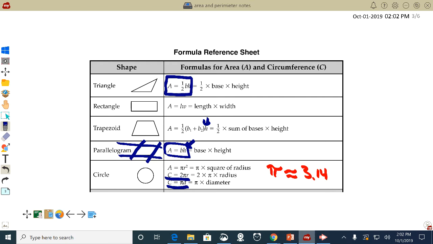Whichever one floats your boat, knock yourself out. You have two to choose from. They mean the same thing. So 2 pi r or pi times the diameter. I grew up with 2 pi r, so I'll just use that one. So here we go.